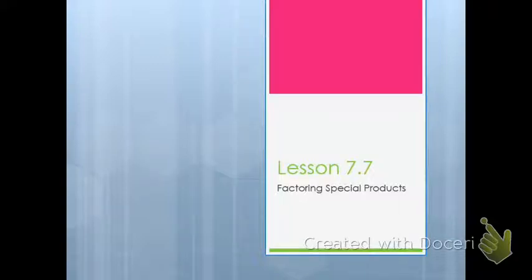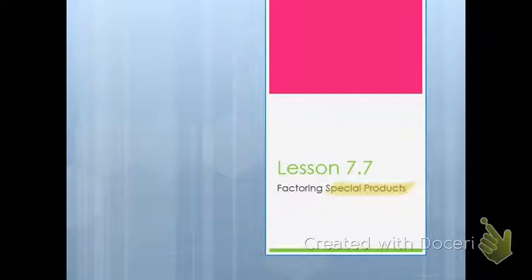Lesson 7.7, we are factoring special products. Now, you have heard the words special products before because we had special products when we were learning how to multiply binomials. Those were the problems that had shortcuts. So guess what I'm going to teach you today when we are factoring special products? I'm going to be teaching you shortcuts.